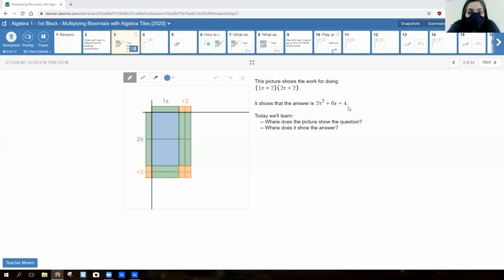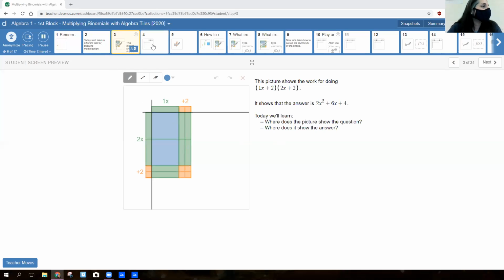And we would have gotten that answer last week if you did the box method or the distributive property. You would have gotten 2x squared plus 6x plus 4. We would get the same thing. This is just a nice visual representation, okay?